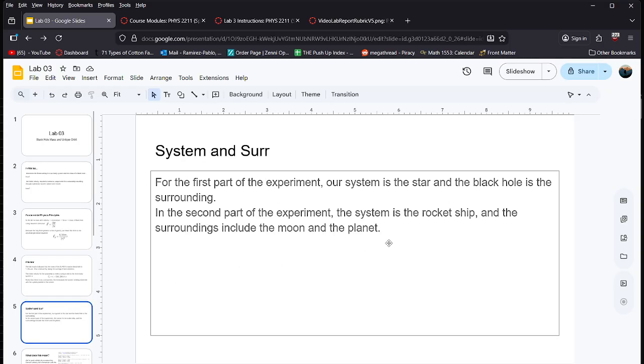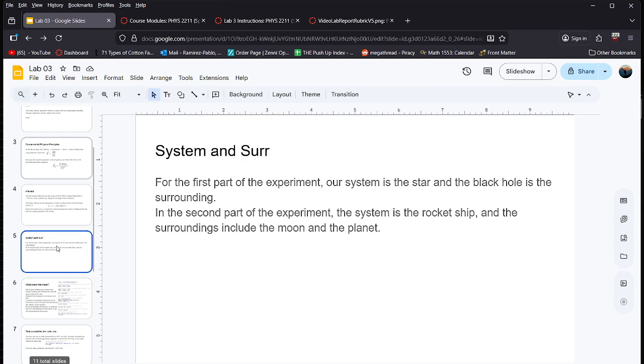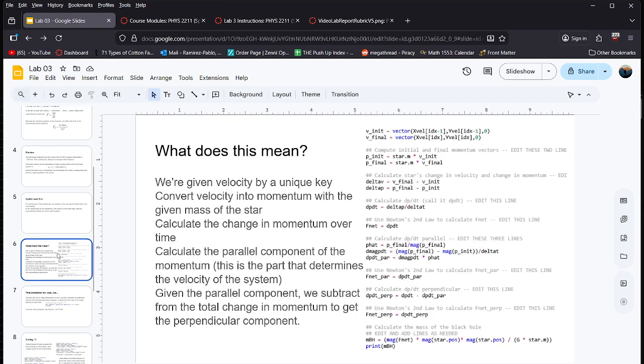For the first part of the experiment, our system is the star and the black hole is the surroundings. In the second part of the experiment, the system is the rocket ship, and the surroundings include the moon and the planet. What does this all mean right here?